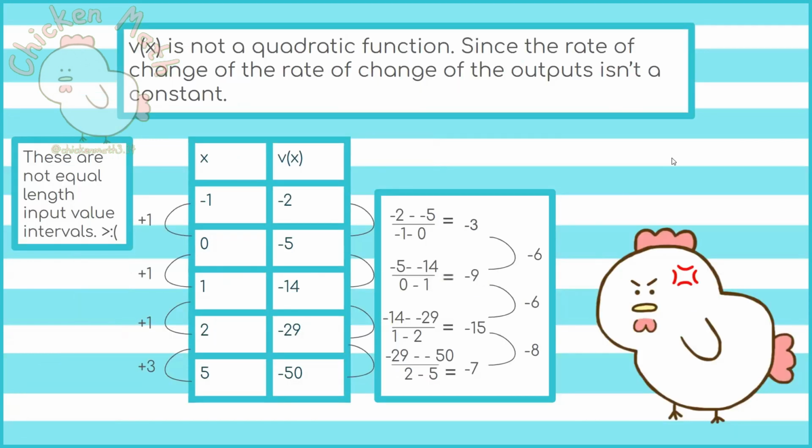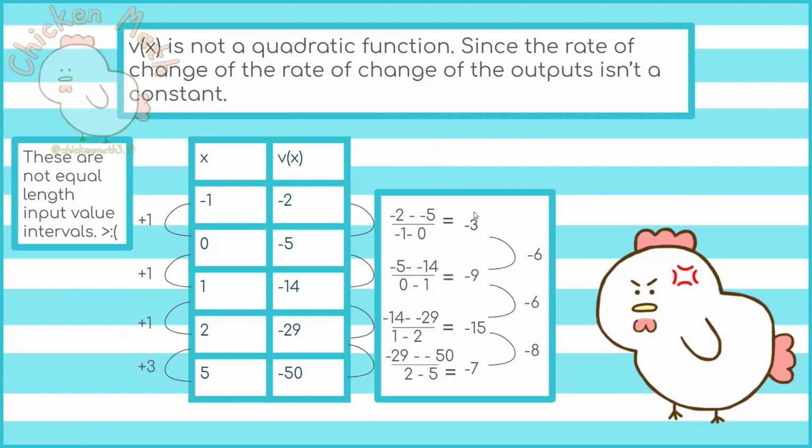All right, so we have v of x over here, which is an example of a function that is not a quadratic because the rates of change of the rates of change are not constant. So if we look at these output values to these corresponding input values, we can do the math. This is the math if you want to pause and look at it. But we have -3, -9, -15, -7.